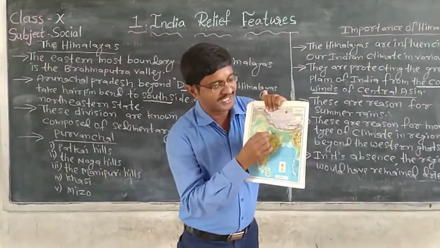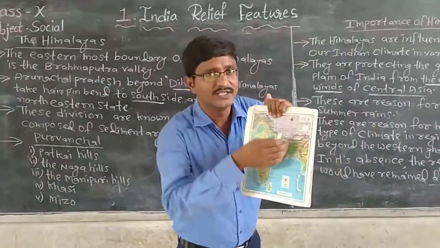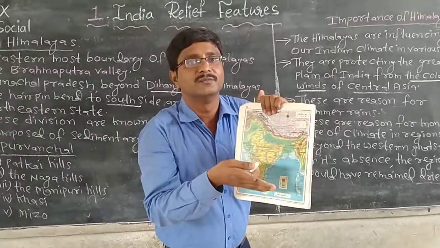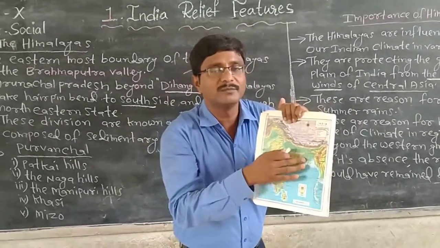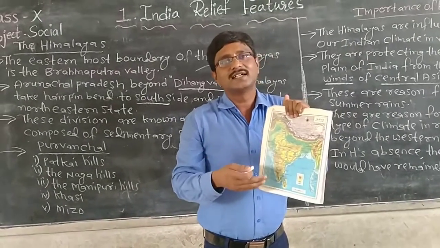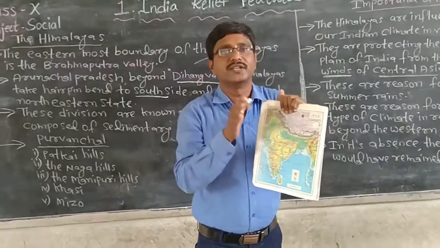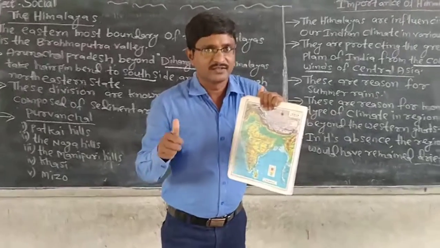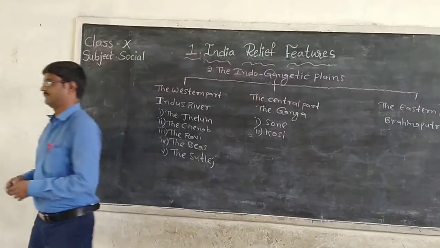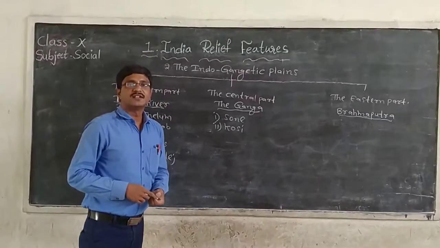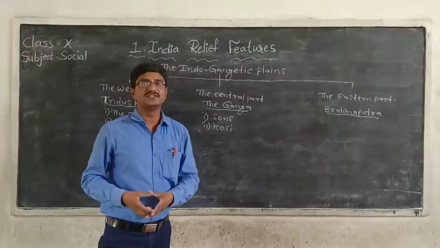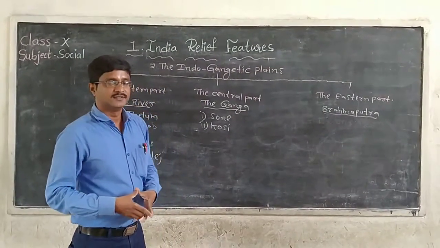That is the Indo-Gangetic plains. How will the plains be formed? The rivers, while they are flowing down, bring lots of silt. Because of that silt, what will be formed? Plains region will be formed. Now we will go to the second major relief division, the Indo-Gangetic plain. The second major relief division of our country is the Indo-Gangetic plains.